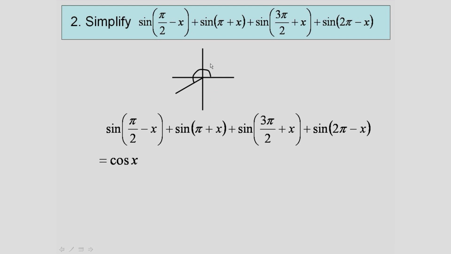Pi plus x. So there was our angle, pi plus x. How much did we go past pi? x, which means that x is our related acute angle. In other words, the opposite, adjacent, and hypotenuse for angle x would be the same as those for angle pi plus x. The only difference is the signs of the opposite and the adjacent might be different. So we can write sine of pi plus x as the sine of x.